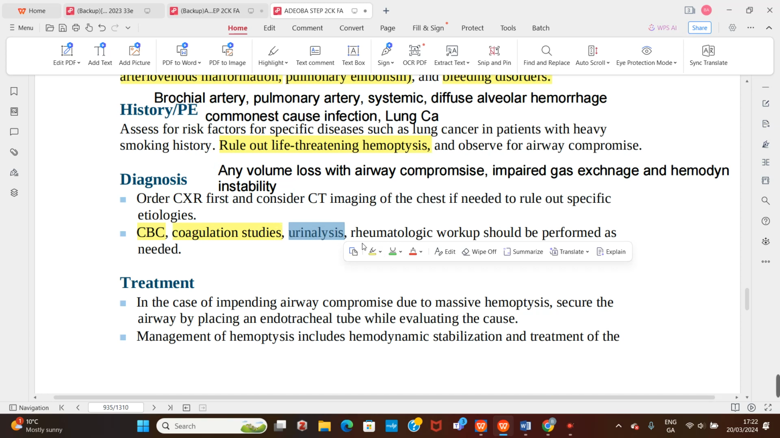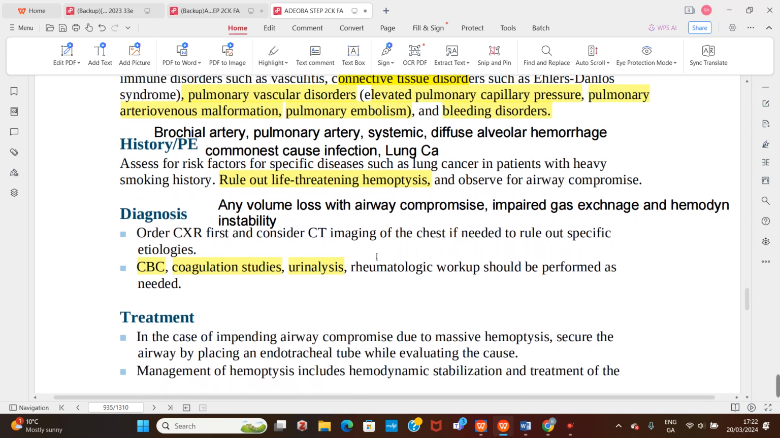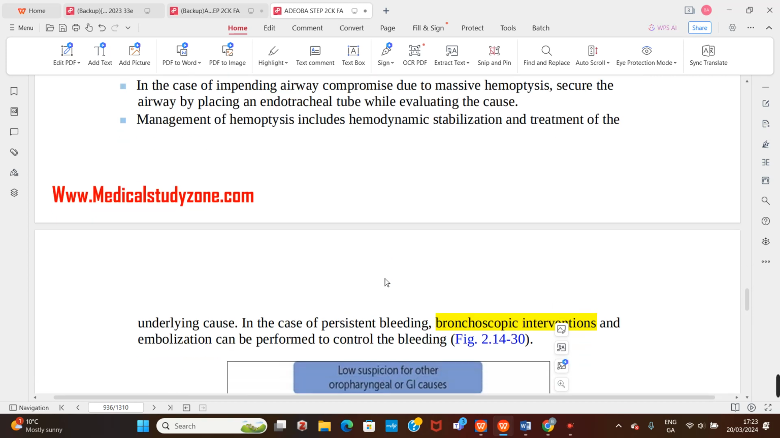Urinalysis can help you rule out some of those vasculitis, like somebody having Wegener's. So you are expecting a nephritic picture there. You can also do some rheumatologic workup, because some of those rheumatologic diseases can also cause it. Like an individual having SLE, they can have lupus pneumonitis, which can easily present this way. So that's the way it goes.